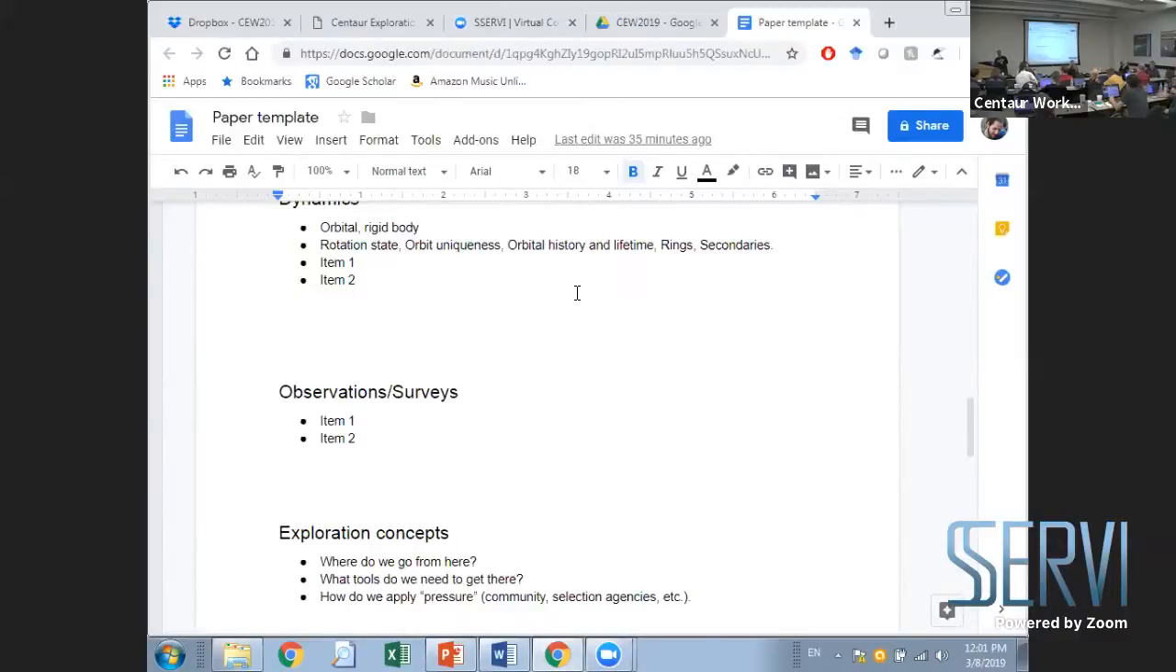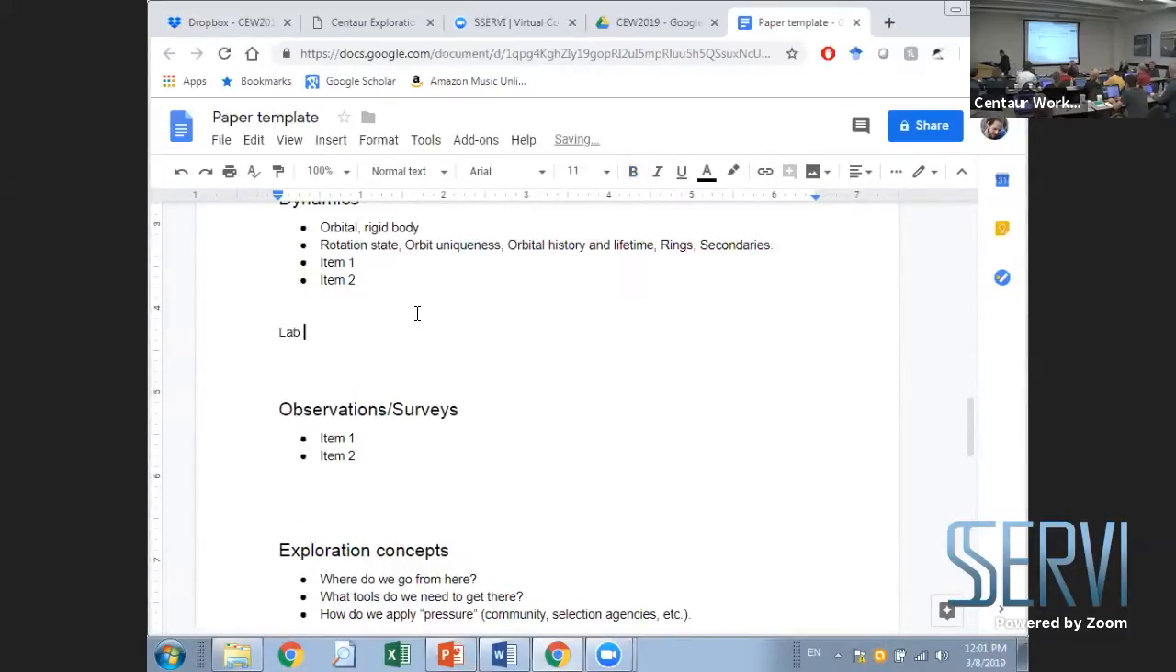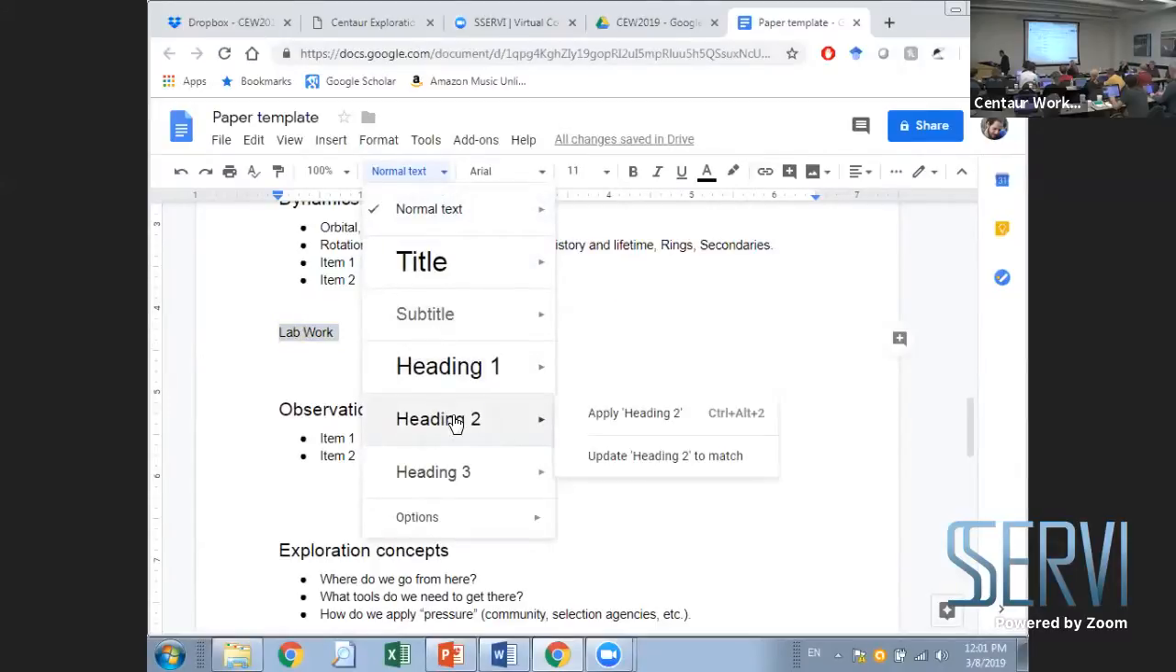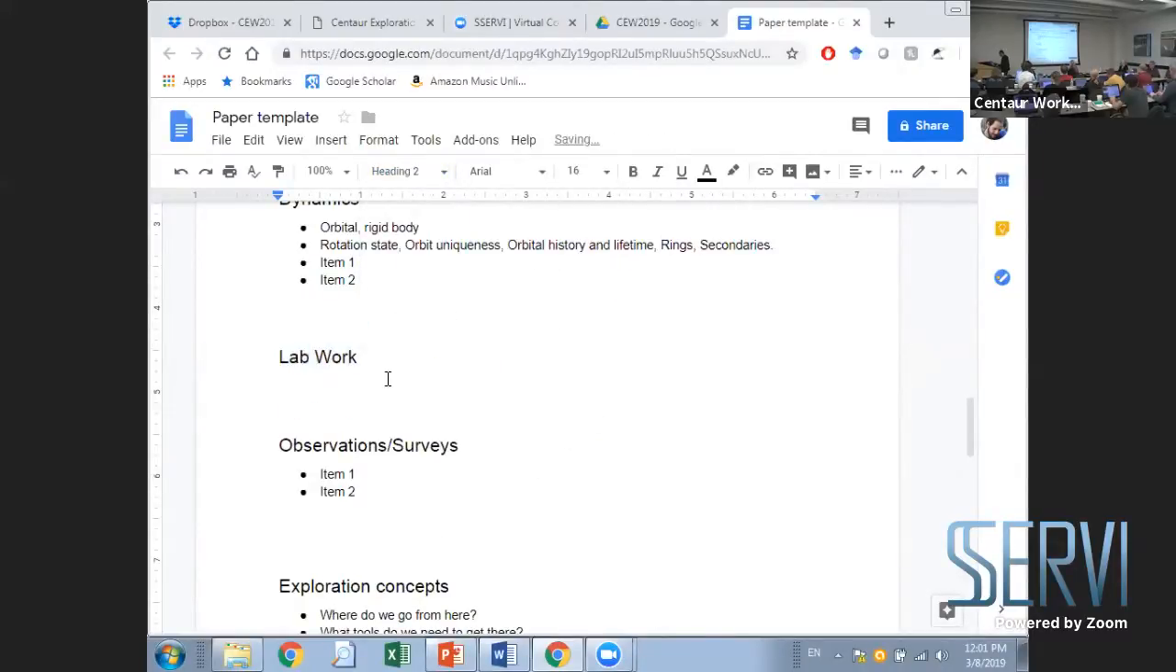Okay. So I hear the first room-wide suggestion is you want a lab work section. How about Chris or Julie? Whether it's its own section or combined with observations, they're kind of the same thing. Okay. So right now I'll just call it lab work, for lack of a better term. We're going to edit a lot, based on what we get.